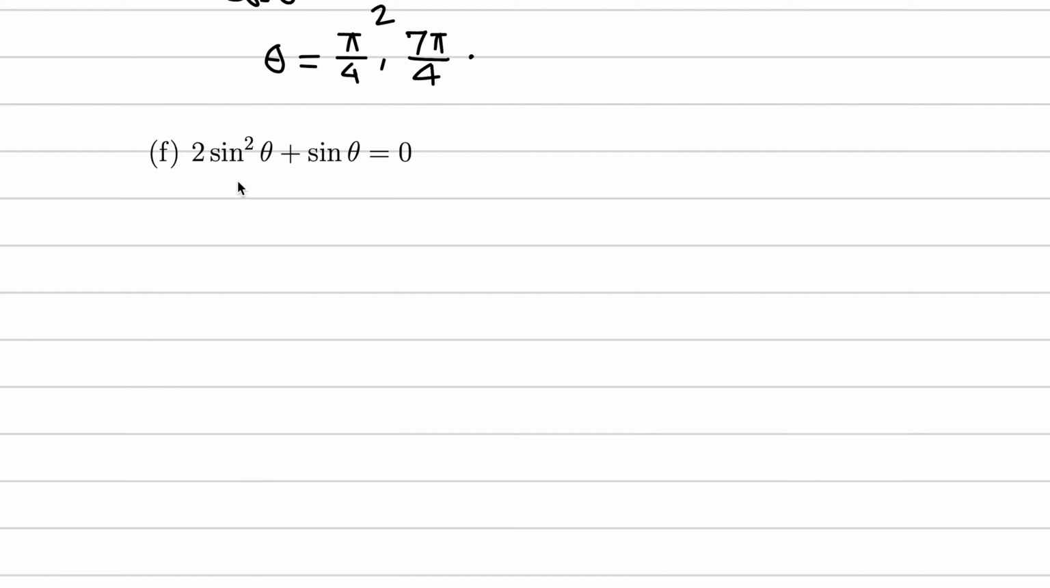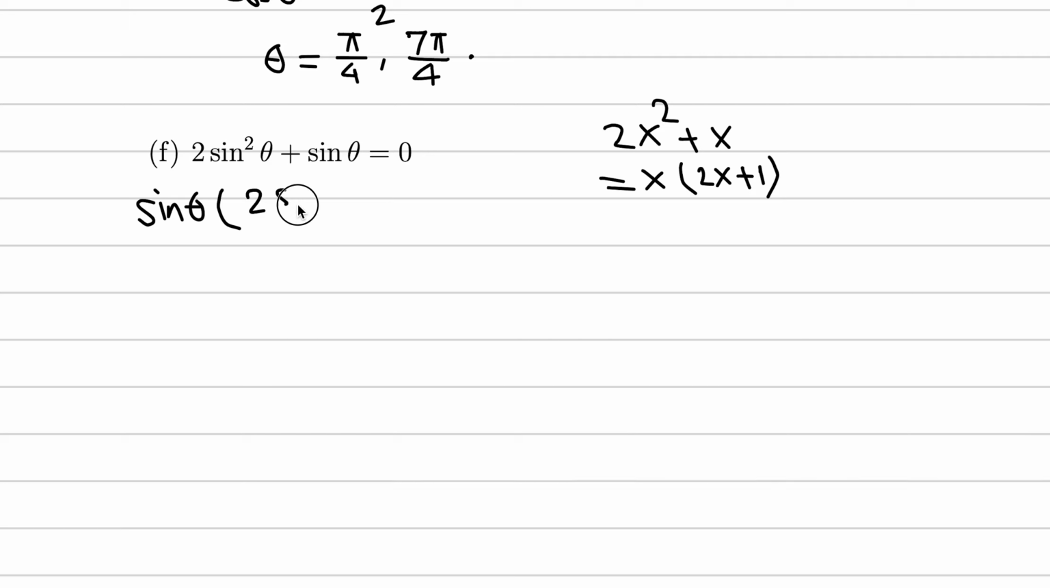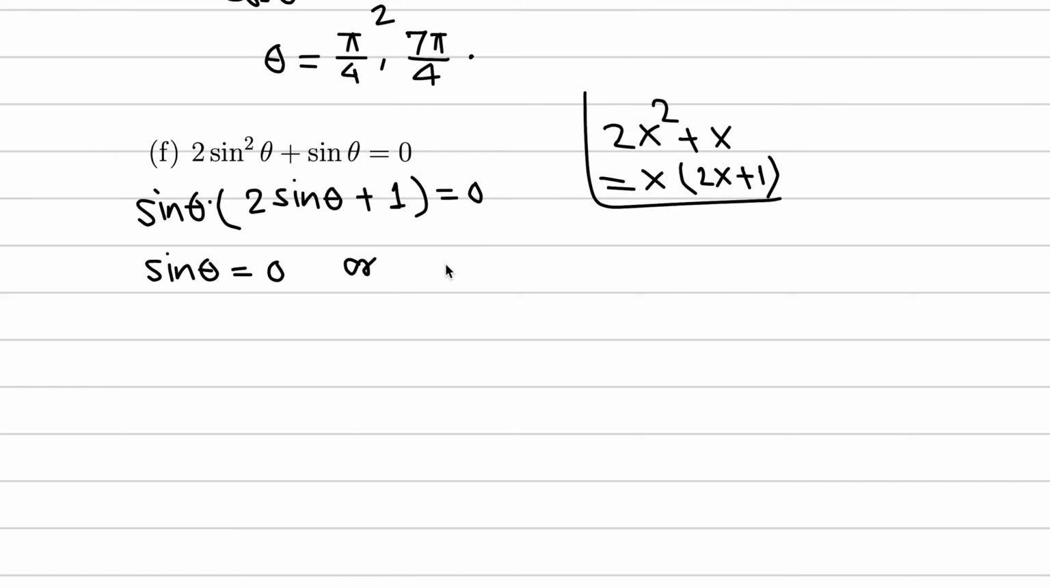Next, the sine squared equation. To make it a little easier, you can say sine theta is x and then solve. We have only two terms, so this is like 2x squared plus x, and we can factor x out. So we can factor sine theta out, leaving 2 sine theta plus 1 equals 0. So either sine theta equals 0 or 2 sine theta plus 1 equals 0.